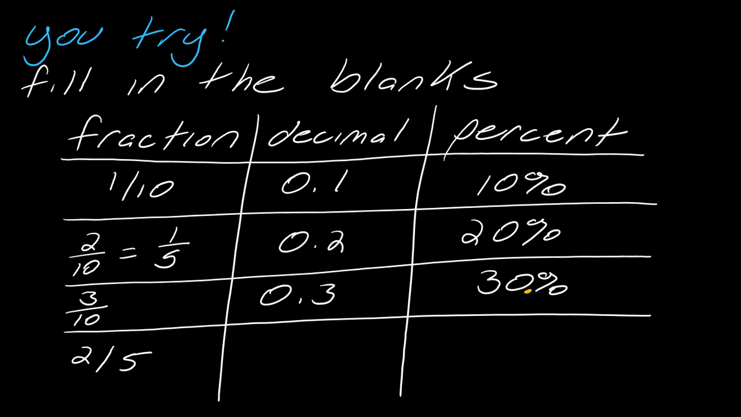Okay, and now for this last one, starting with the fraction, 2 divided by 5 is going to give me 0.4. And then 0.4, if I write that as a percent, remember I'm going to take this decimal here and go 2 spots over, so this becomes 40%.